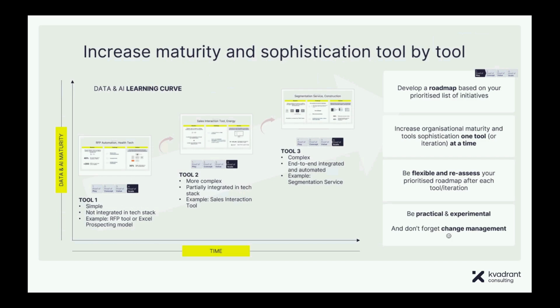So yeah, I think the best way to increase that organizational maturity is to do it tool by tool, and then integrating the learning and then doing the next tool or iteration of a former tool.